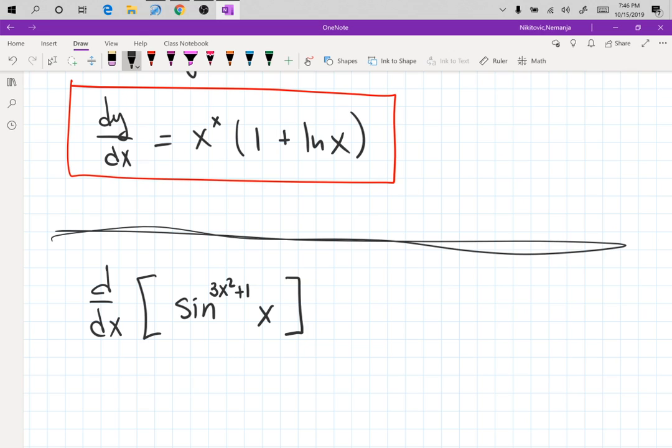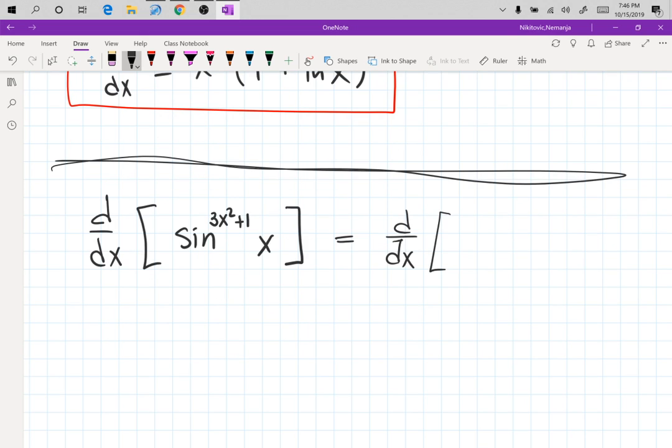All right, let's take a look. Same rules, same steps, just a little bit different function. I am going to rewrite this as sine x raised to the 3x squared plus 1. So I'm just rewriting it. And when I rewrite this, I'm going to set y equal to sine x raised to the 3x squared plus 1, and then I'm going to ln both sides.